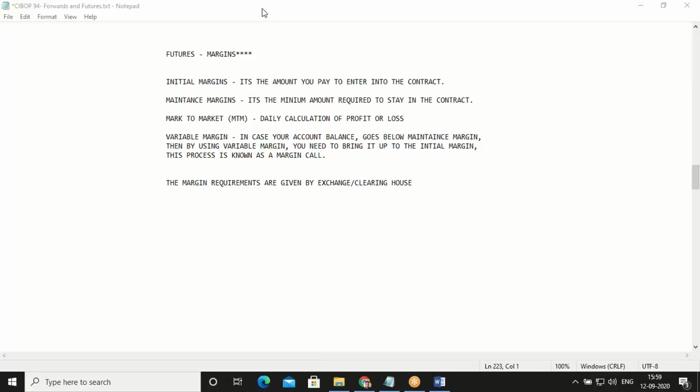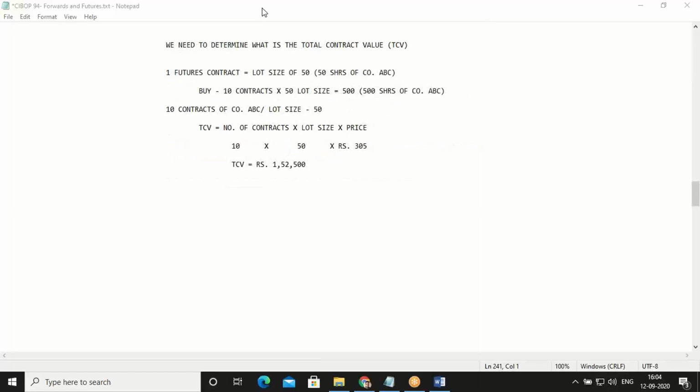Okay, cool. So now let's understand more about margins. I'll break this down step by step. Before we can calculate the margin, the first thing we need to determine is the total contract value, otherwise known as TCV. So we need to figure out what the total contract value is.